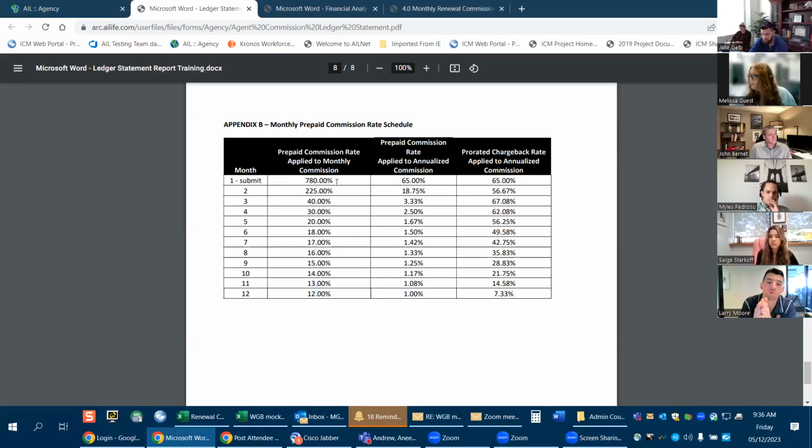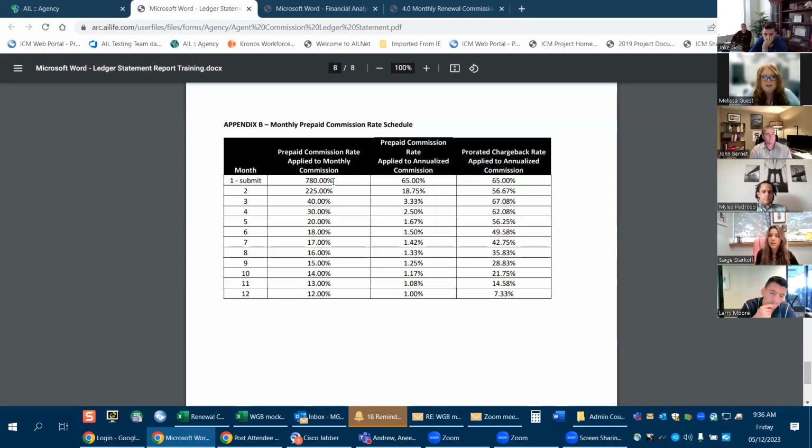This example is for a career agent, correct? Yes, this is for all agents, everybody across the board. This is the prepaid commission rate schedule. So everybody who is on the prepaid system, which is everybody, will receive this prepaid commission rate each month of the first year that the policy is in force. So is that with the exception of agents in the first 90 days? Right. 90-day agents would be an exception. This prepaid commission accounting occurs for everybody.